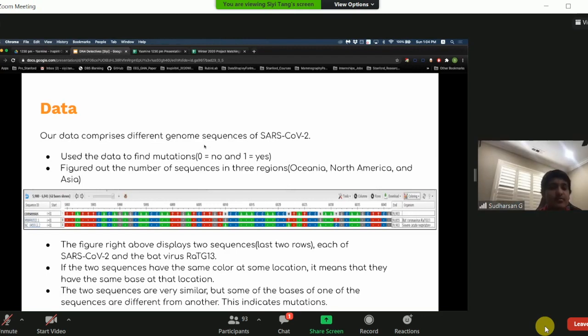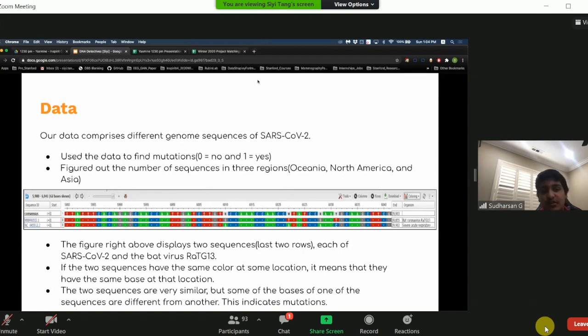So our data comprises different genome sequences of SARS-CoV-2. We use the data to find mutations, and we often display 0 as no and 1 as yes. And we also figured out the number of sequences in 3 regions: Oceania, North America, and Asia.